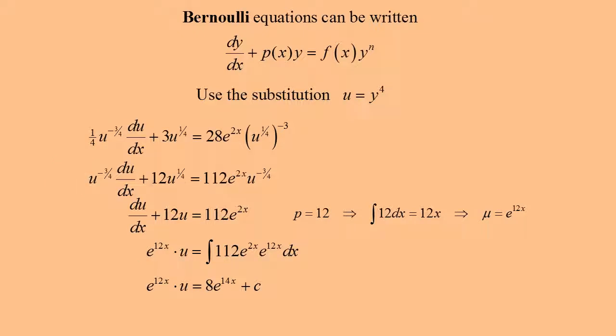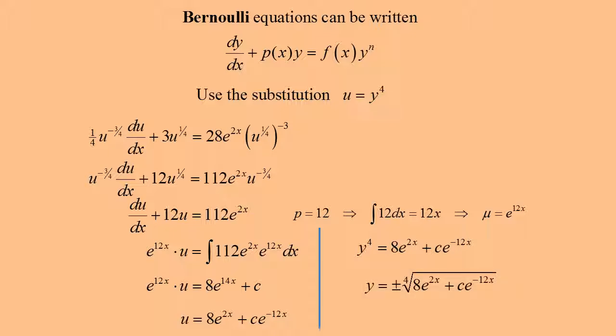And again we try to solve for the u, which in this case is pretty easy. Divide through by e to the 12x. And then unsubstitute and try to solve. Well, can't exactly solve it, but we can do the fourth root if we put a plus and minus on there. That's the best we can do at recovering our function y on this one.